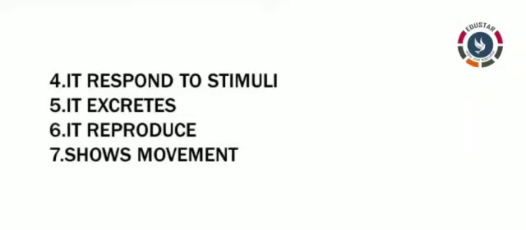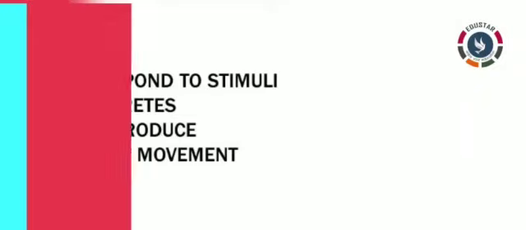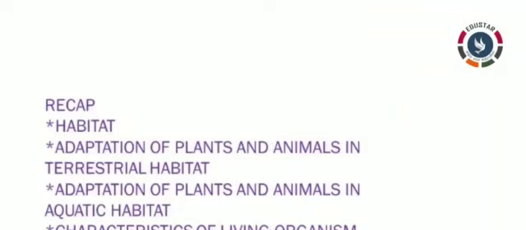Understood, children? The lesson gets over. We learned what is meant by habitat and adaptation of plants and animals in terrestrial and aquatic habitats. Then we learned about characteristics of living organisms.